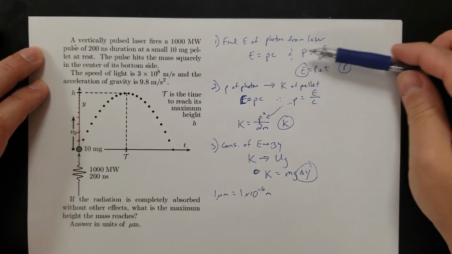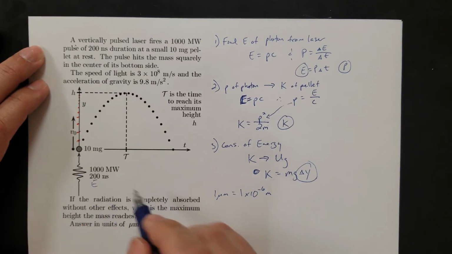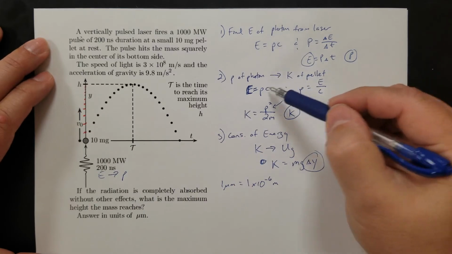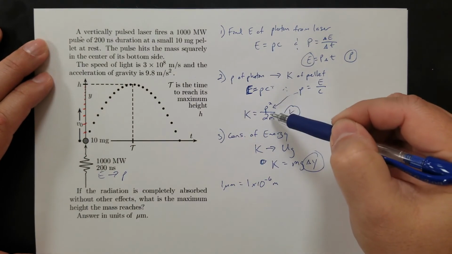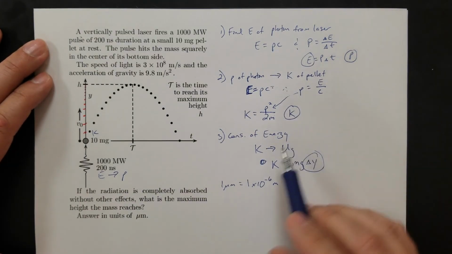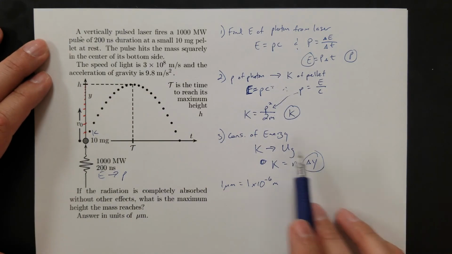So we had to find the energy of the photon first. First, we had to get this energy. And then we had to take this energy and convert it to momentum. And then take the momentum of the photon and say, okay, how much kinetic energy will it give this particle? Once we got that, then we can say conservation of energy. Kinetic energy of this equals the potential energy at the top.